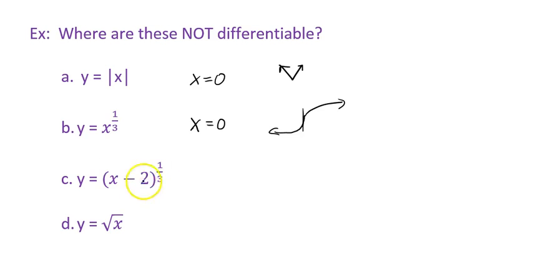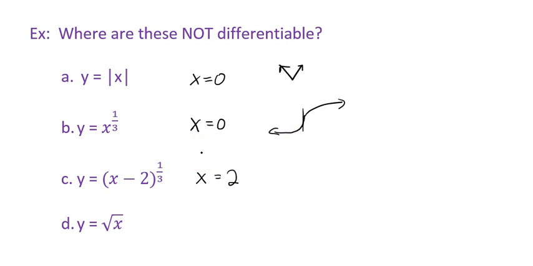C, I have taken that same graph, and which way have I shifted it? Right 2. So if I shift this graph right 2, where is my problem going to be? My problem is now going to be at 2. So my vertical tangent line would be now at 2.